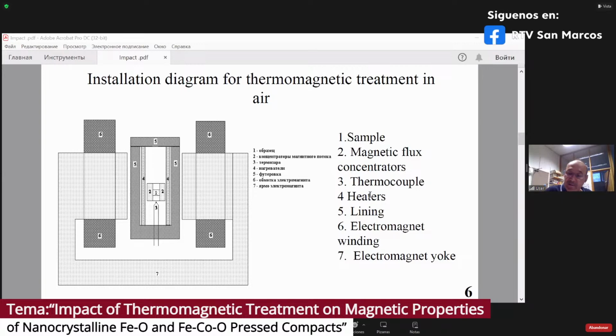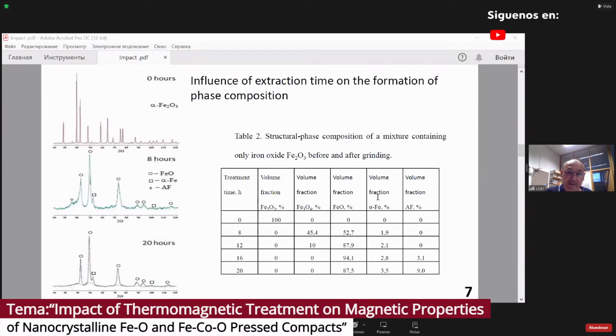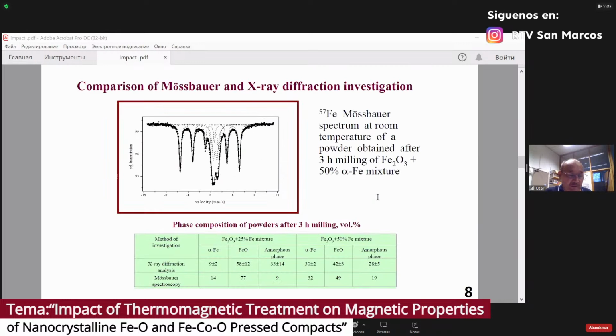Based on XRD data and using Mössbauer spectroscopy, which are shown on these two slides, we established the sequence of phase transformations. The amorphous phase appears after 16 hours of treatment. The amount of iron melted from the balls is also growing. A model of particles of the materials under study has been proposed. The entire particle has a size of about 0.4 to 0.5 micrometers, and it consists of wüstite, alpha iron and nanocrystallites, and some amorphous phases.